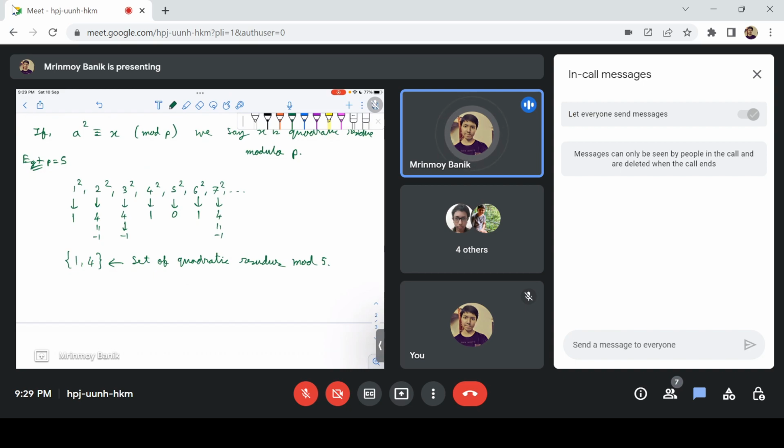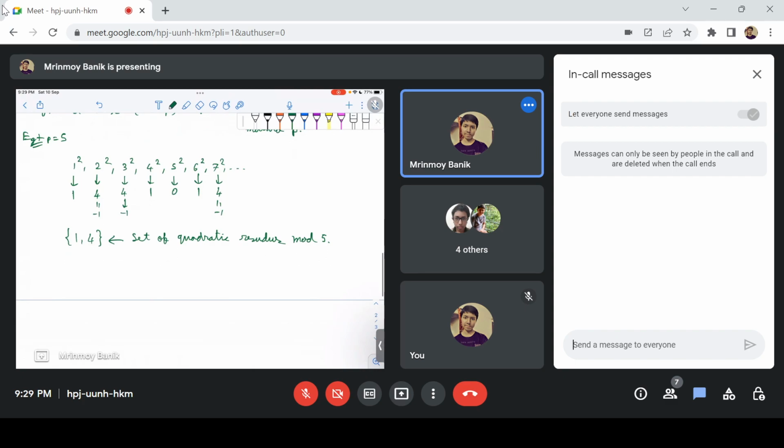So why is this true? Why can't we get anything else? Like, how will we prove there doesn't exist any perfect square which will give 3 or 2, suppose? Okay, so the proof is not that straightforward. So let's see.